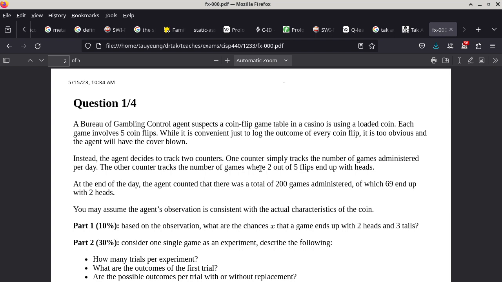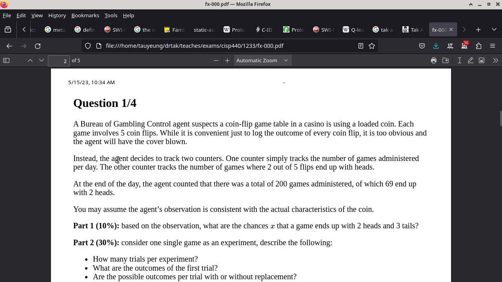While it is convenient just to log the outcome of every coin flip, it is too obvious and the agent will have the cover blown. Because in that case, someone is going to go, okay, it's a head, it's a tail, it's a head, it's a head, it's a tail, and so on. So you cannot be too obvious when you go to casinos and do these things.